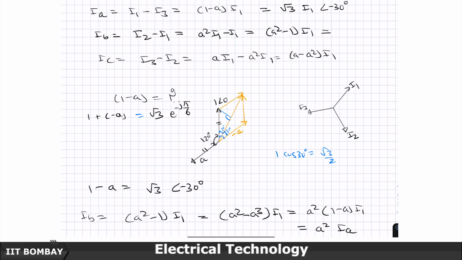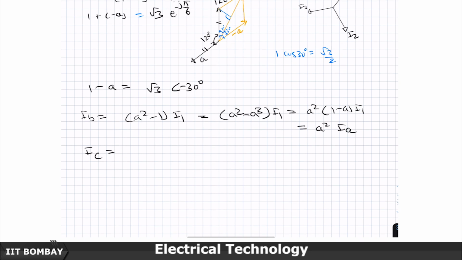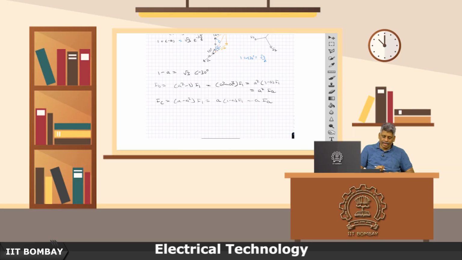I am sorry, I_C is a minus a square into I_1. So, I_C is a minus a square into I_1. So, take a common, you get 1 minus a times I_1, but 1 minus a times I_1 is nothing but the line current in A phase.